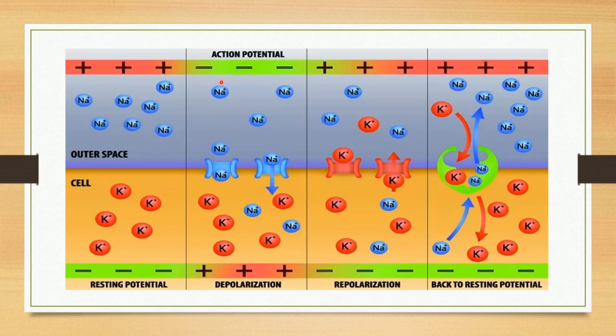In action potential, first, the sodium channels open, which allows the sodium ions from outside the cell to rush inside the cell, which causes depolarization. After about half a millisecond, the sodium channels close and the potassium channels open, which allows the potassium ions from inside the cell to move outside, which causes repolarization. Next, back to resting potential. So, the sodium-potassium pump works to restore the proper concentration of the ions inside and outside the cell.